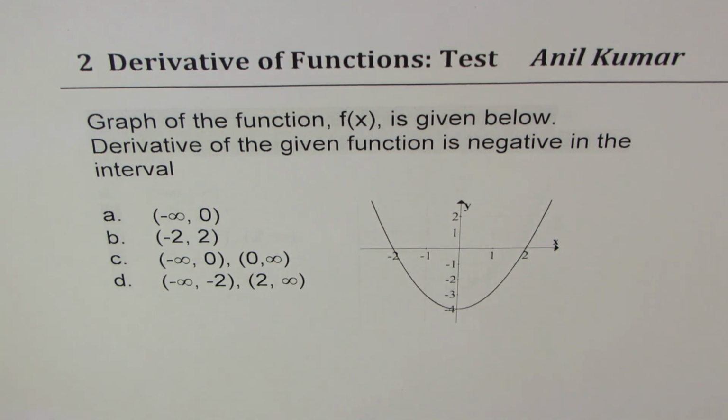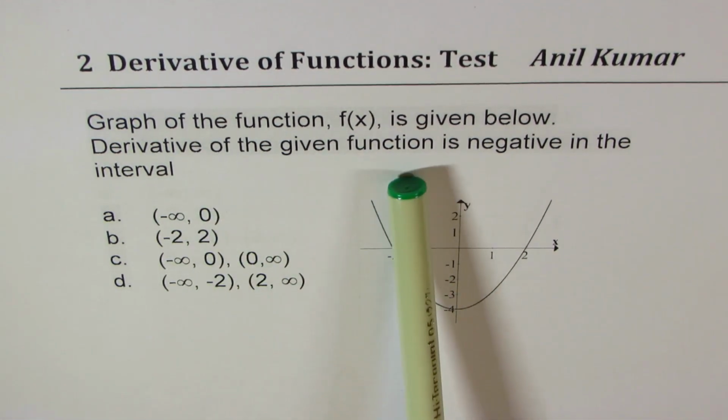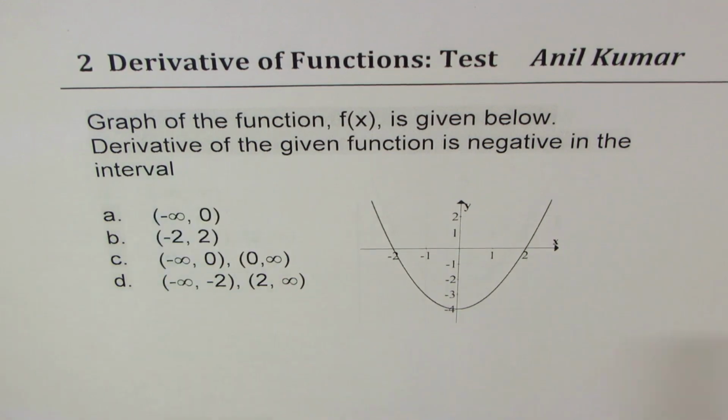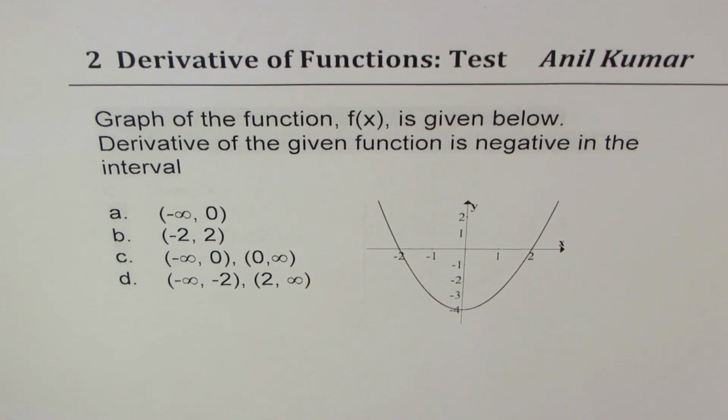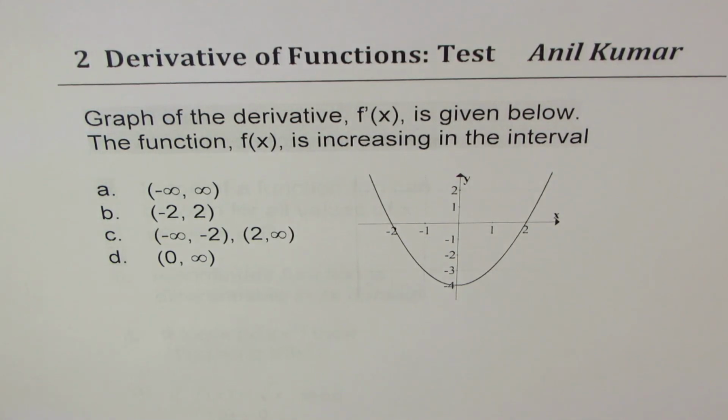one by one. So the very first question here is, you are given the graph of the function f of x, and you need to find the derivative of the given function is negative in which interval. Four options are given to you. The next question here is, this time you are given the graph of the derivative and you need to find where is the function f of x increasing.